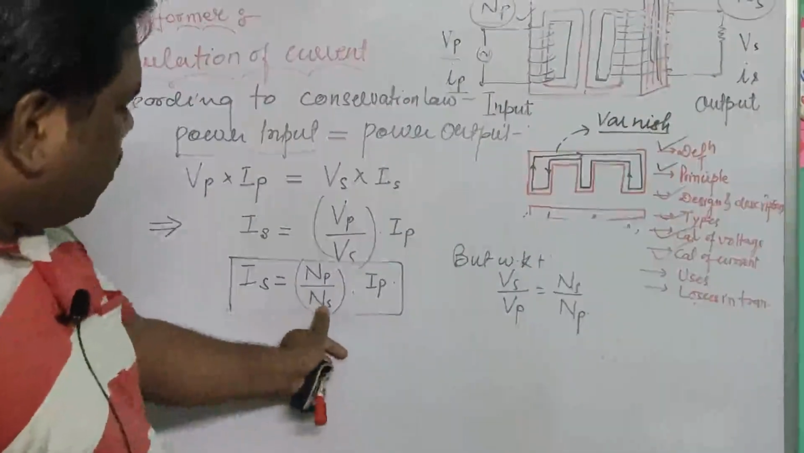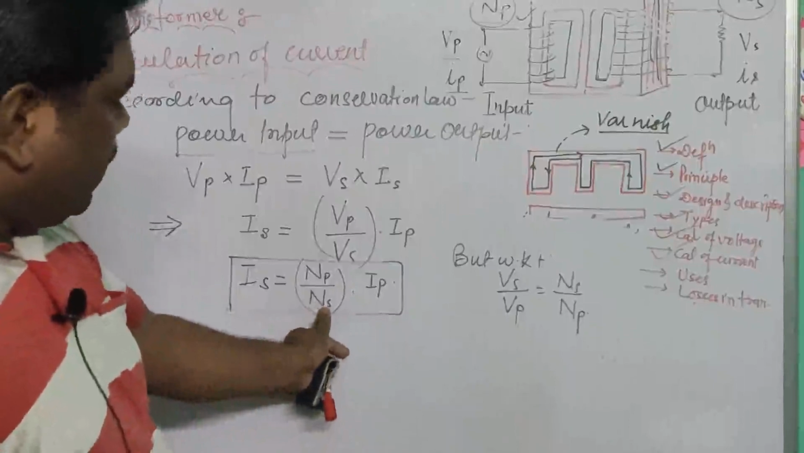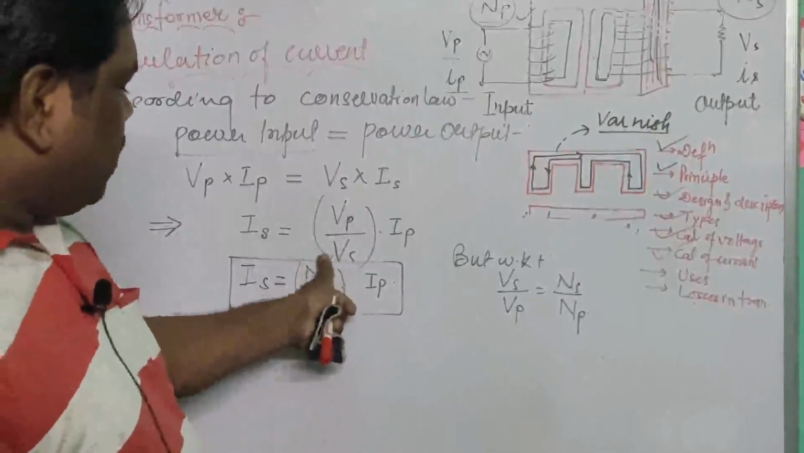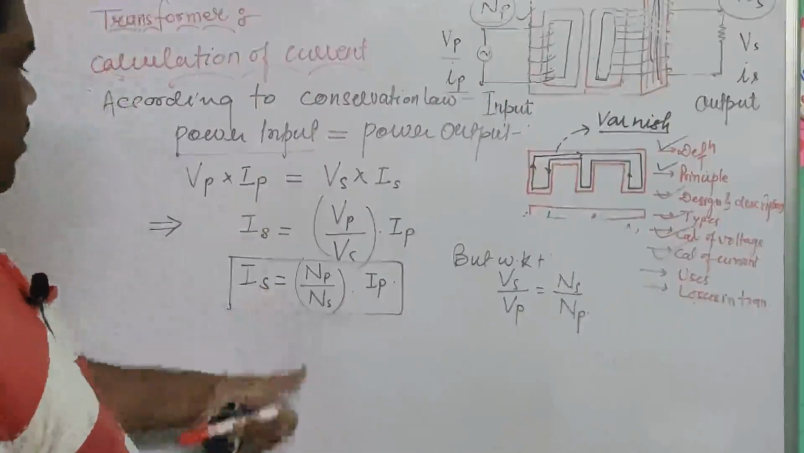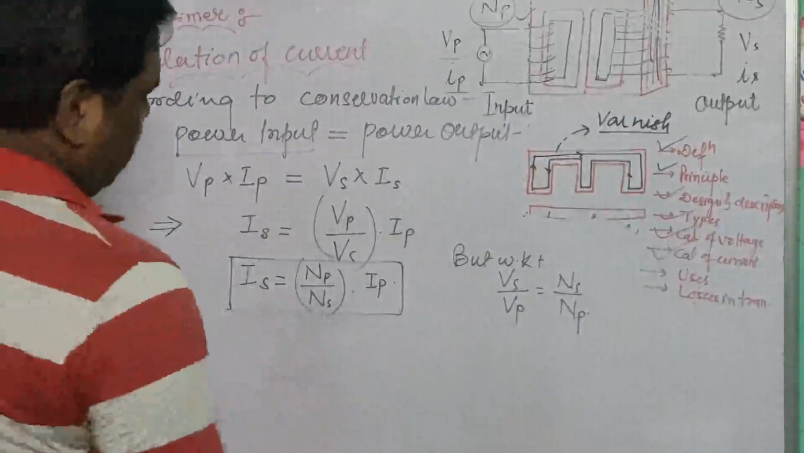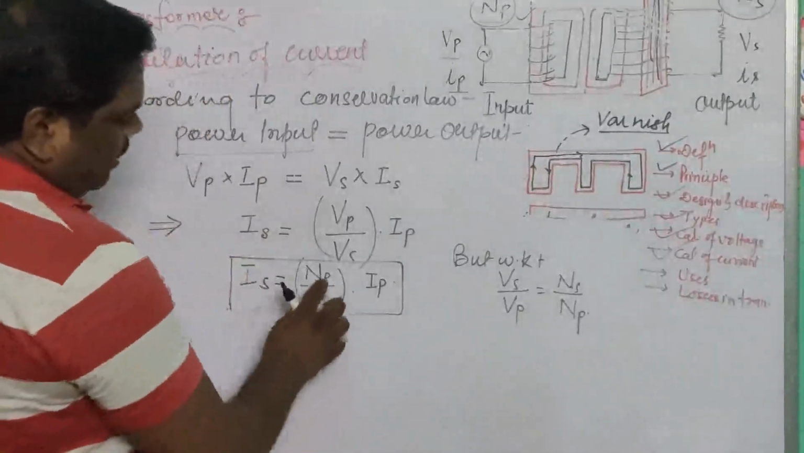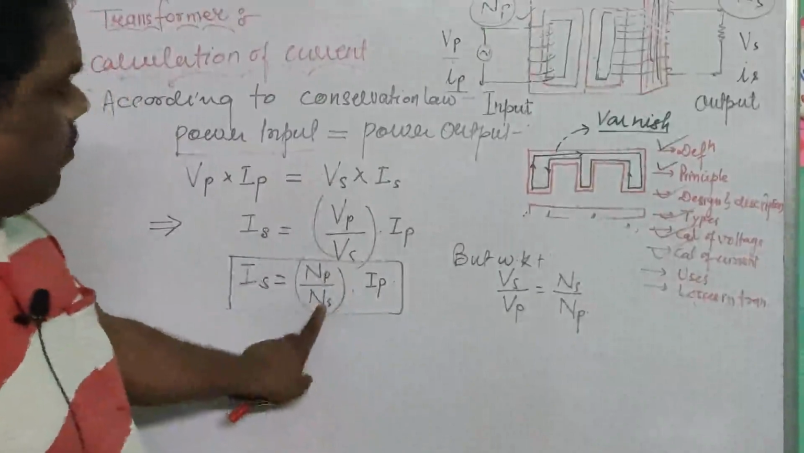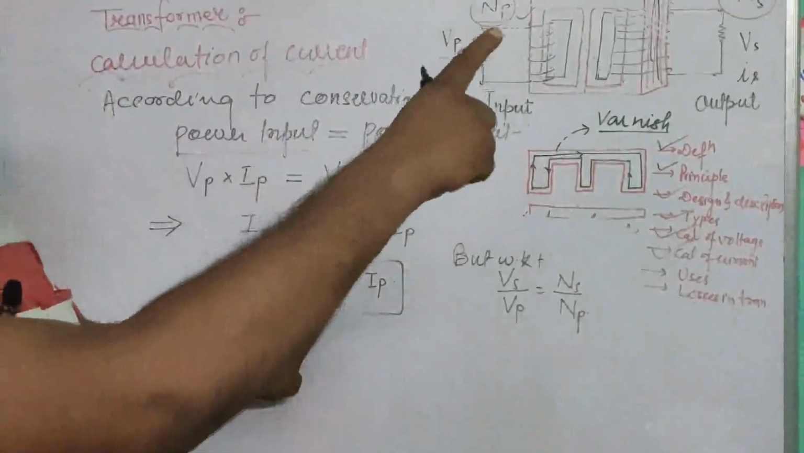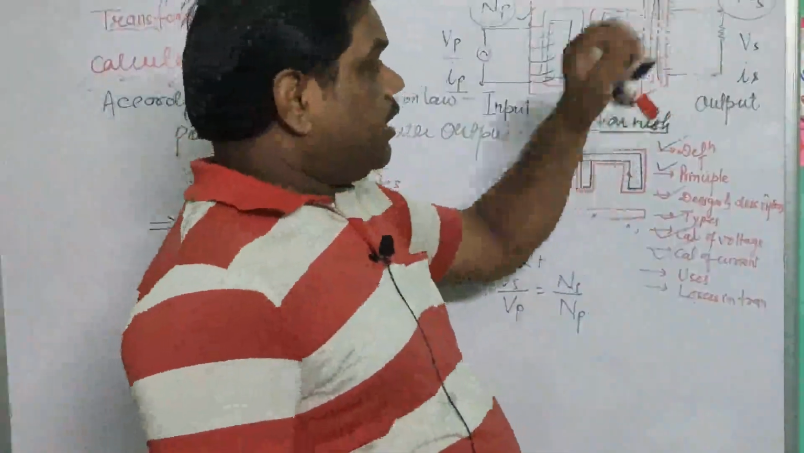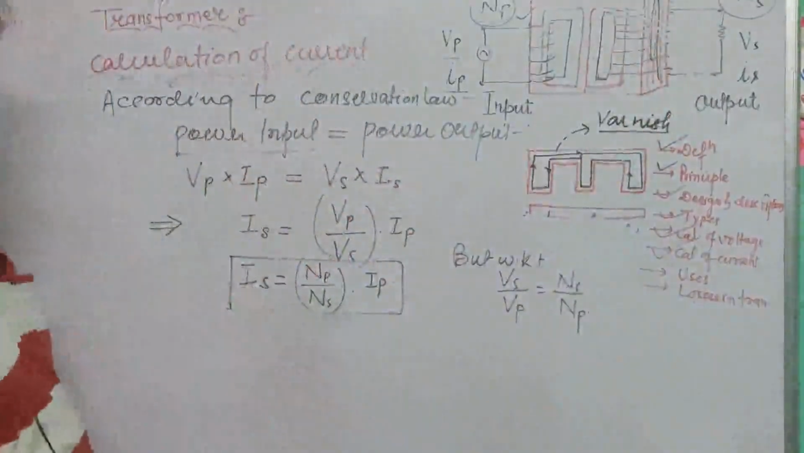So if the number of turns in the secondary coil increases, then this fraction becomes less than 1. What will happen to Is? If this factor is small, Is is large. It means if the number of turns in the secondary coil increases, then the transformer becomes a step up transformer. In the case of step up, the voltage increases, so obviously the current will decrease.